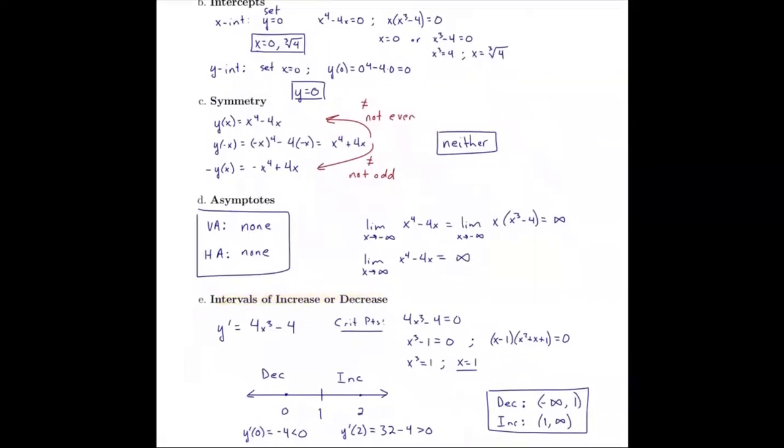Intervals of increase or decrease. In order to find this, we need the first derivative of the function. So y prime of x to the fourth minus 4x is 4x cubed minus 4. The derivative of our original function is 4x cubed minus 4. So for the critical points, we set the derivative equal to 0 and solve for x. Divide both sides by 4, and I get x cubed minus 1 equals 0. So x cubed equals 1.